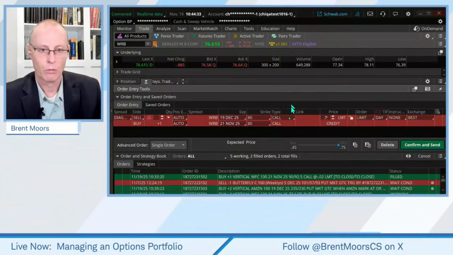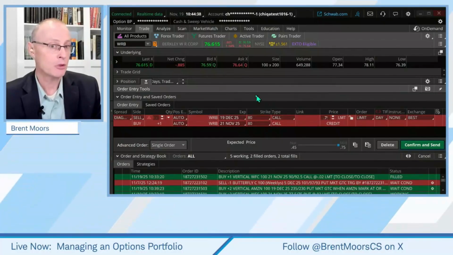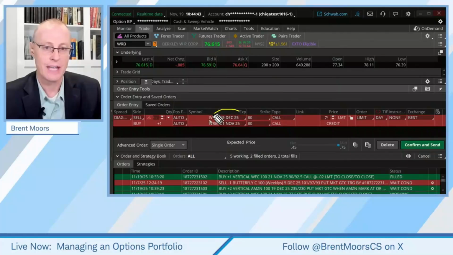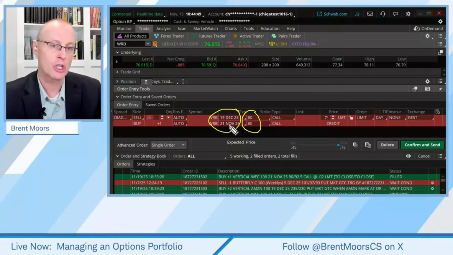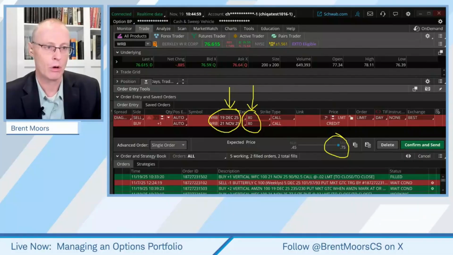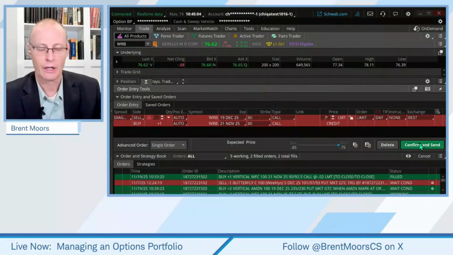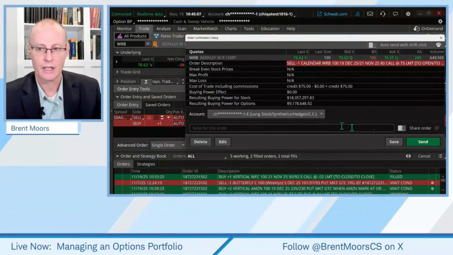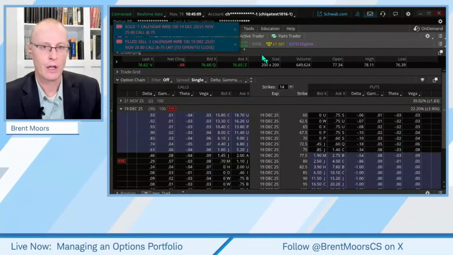Okay. We're rolling to December 19th, 80. Actually, it's rare, but when I clicked on create rolling order, it automatically set up the date and the strike price we wanted exactly how we wanted it. Usually, we've got to tweak one or the other of this because it can't read your mind. But that's giving us about a 75-cent credit if we get filled on that roll there. And we'll stick with a covered call. I'm going to confirm and send on this. I'm going to send that, and it filled.